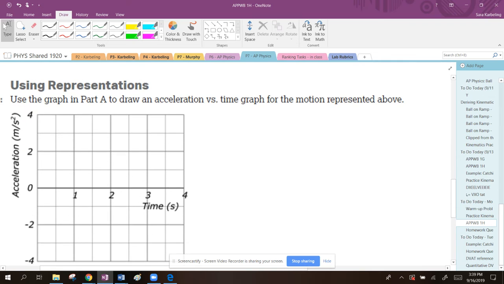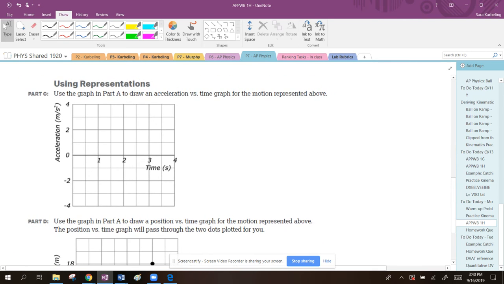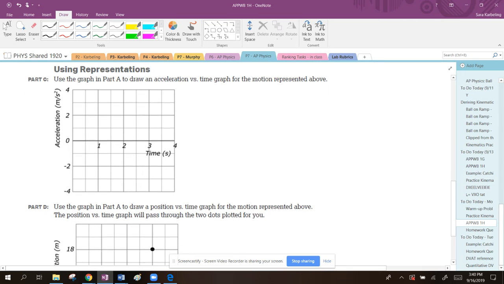All right. And then using representation. So now we have the opportunity to draw some graphs, don't we? So this is going to be kind of nice, given that we just had a conversation about this on our warm-up problem. Use the graph in part A to draw an acceleration versus time graph for the motion represented above. You've got whiteboards in front of you, don't you? Go ahead and do part C on your whiteboard right now.